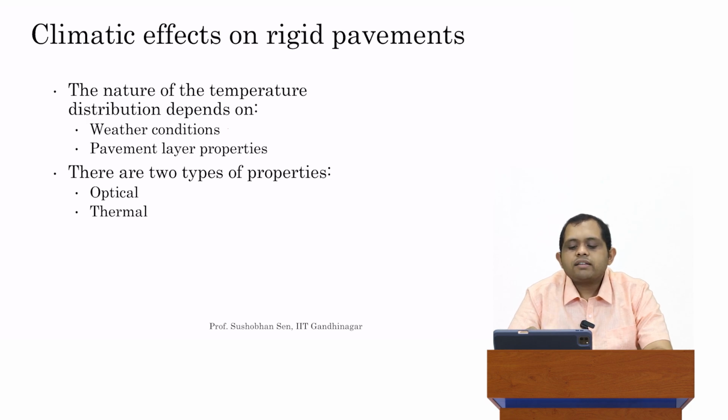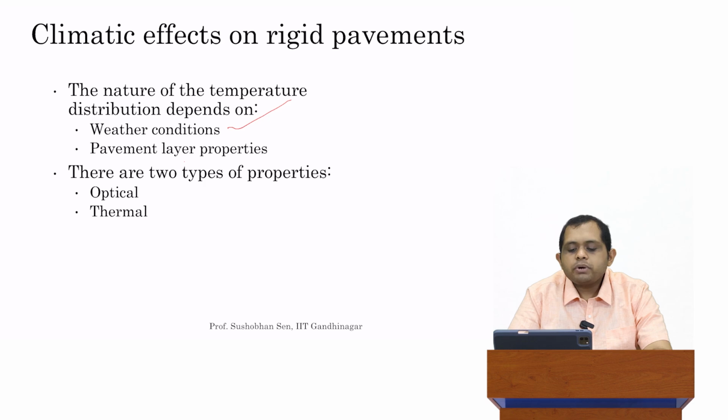Now, as I mentioned, the temperature distribution in the rigid pavement is going to be non-linear. But what exactly is the actual temperature distribution? What factors determine the actual value of the temperature at some point through the slab? That depends on weather conditions, of course. So it depends on the amount of sunlight, the amount of wind, the amount of cloudiness, the air temperature. So the weather, of course, has a very strong effect on the temperature distribution of the pavement.